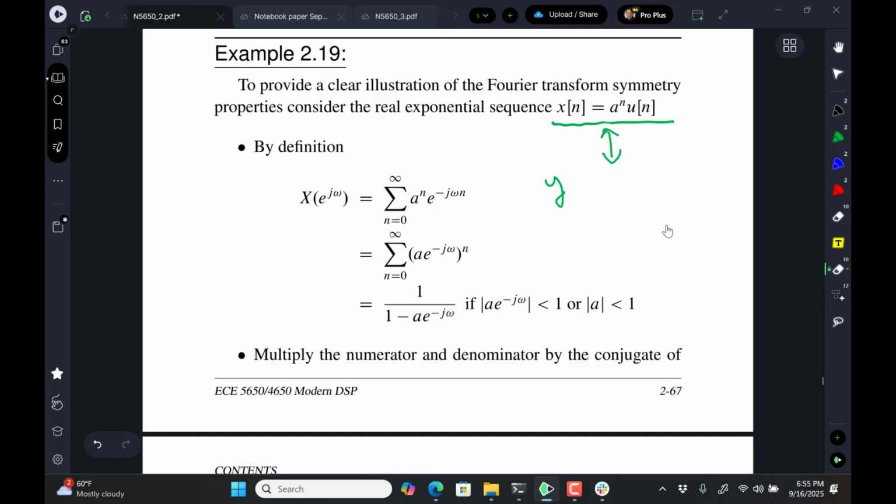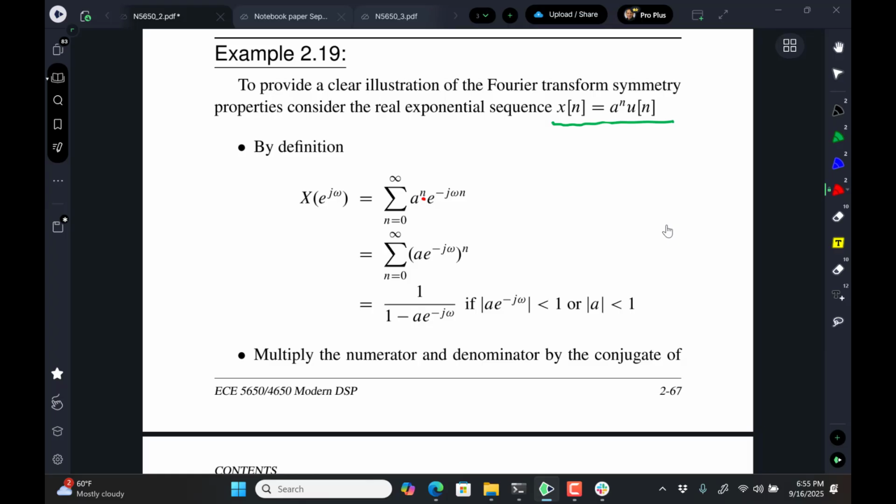So go ahead and get the Fourier transform by putting the signal in the definition. The definition will now just sum from 0 to infinity, because the signal is 0 for n less than 0. We have a to the n, and then we multiply by e to the minus j omega n. That e to the minus j omega n is the weighting function that goes with the definition of the Fourier transform.